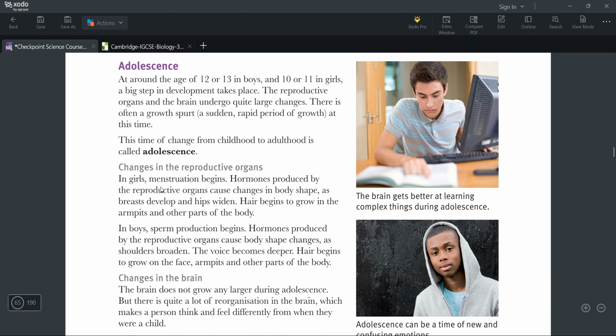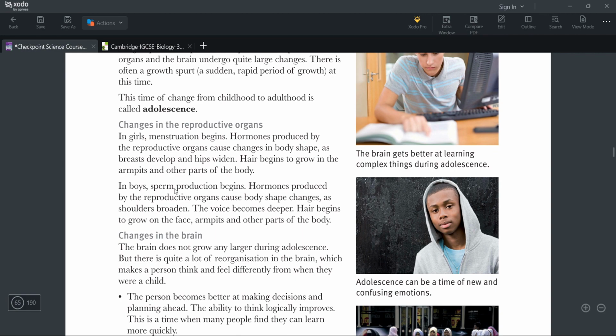Hormones produced by the reproductive organs change the body's shape as the breasts develop and the hips widen. Hair begins to grow in the armpits and other parts of the body. In boys, sperm production begins. Hormones produced by the reproductive organs cause the body shape to change as the shoulders broaden. The voice becomes deeper. Hair begins to grow on the face, armpits, and other parts of the body.